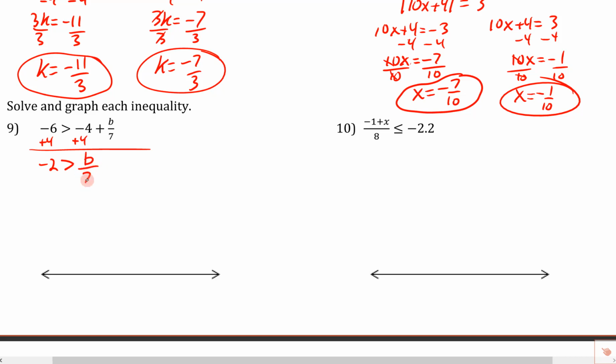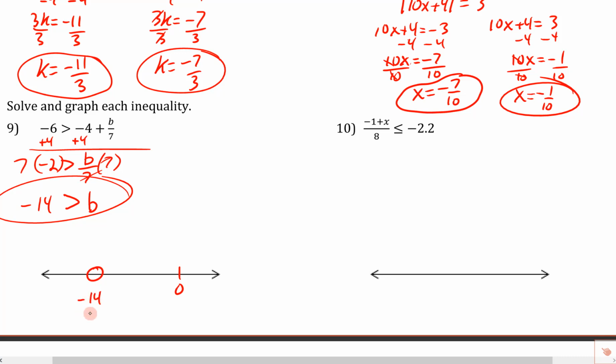So on this side, we have b over 7. Now we're going to multiply both sides by 7. And we're going to end up with those canceling. We'd have a b on this side. We haven't done anything to change the direction of the inequality. So we're going to write it this way, and we're going to say b is less than negative 14. So I'm going to put a 0 here. I'm going to put a circle on the most important number on the number line, so that's going to be negative 14.